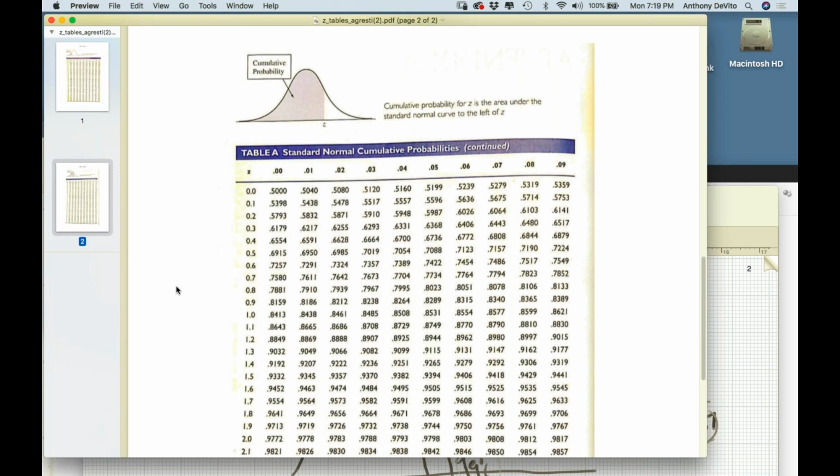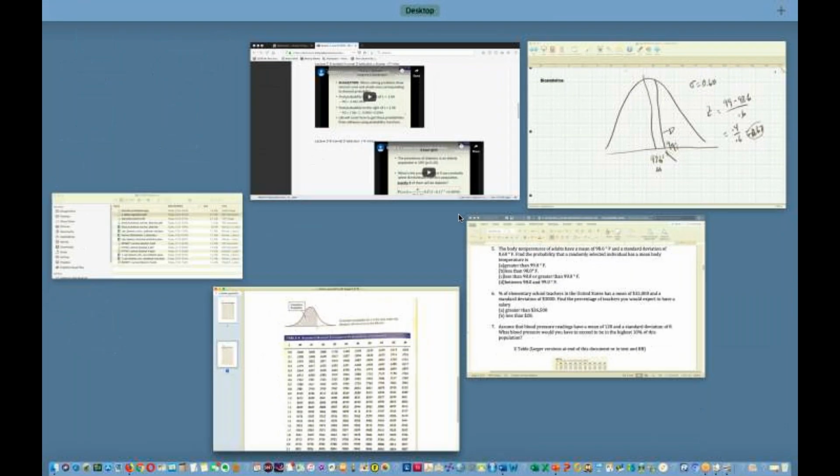Okay, so let's take a look at what our value of 0.67 will be. 0.60, 1, 2, 3, 4, 5, 6, 7. It looks like it's about 75%. So it's telling us that 75% of the distribution is to the left of this value. In fact, if I want to be more accurate, it's really 74.86, 0.7486. So I'm going to go back to my chart.